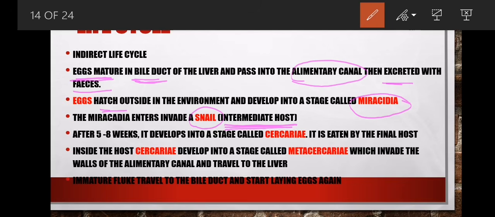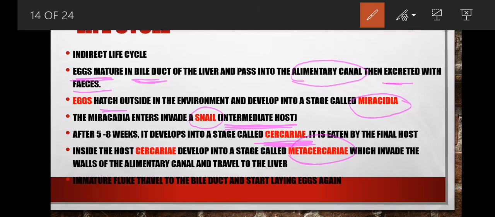Then the miracidia will develop up until it forms what? A cercaria. Still in the grass. The cercaria will also go to what? To a metacercaria, which is closer to the matured one. Then the metacercaria or the cercaria will then be ingested by the animal through grazing.